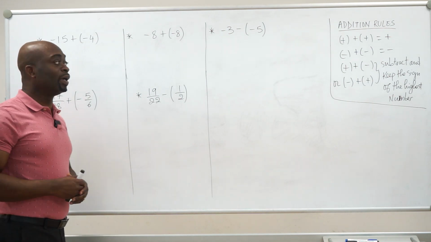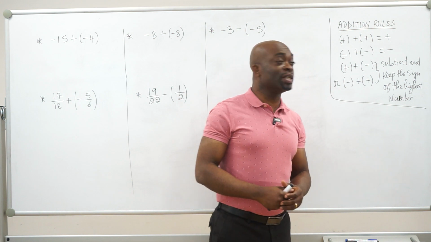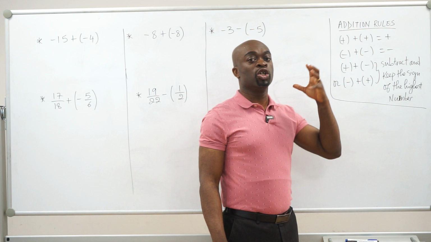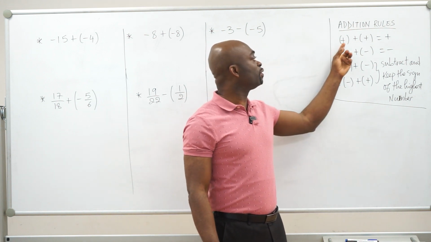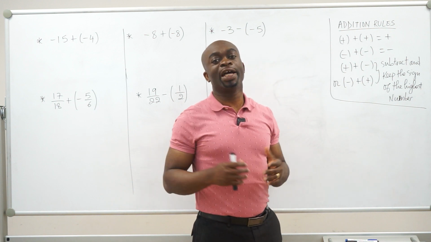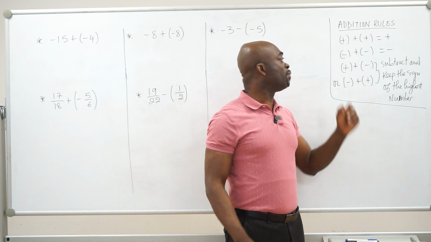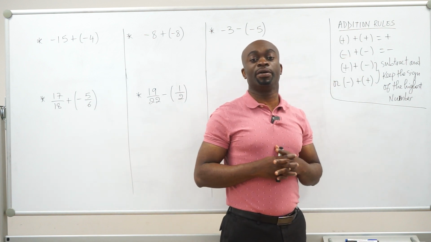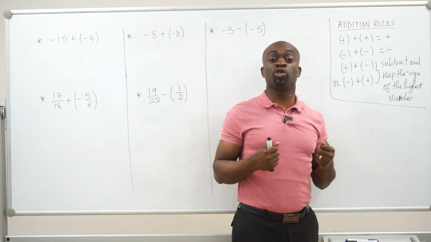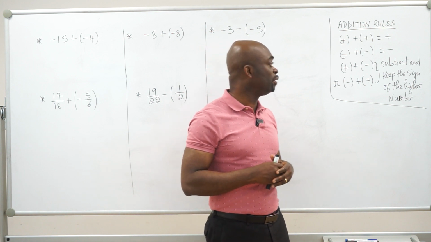So let's come to these rules here that we were talking about in previous videos. This is addition rules. For addition rules, that means you are adding two positive numbers. The first number is positive, the other one is positive. You're trying to add them up, you're going to end up with a positive number. If both numbers are negative numbers, then you want to add them up. The result that you're going to get is also going to be a negative number. Basically that's how it works.